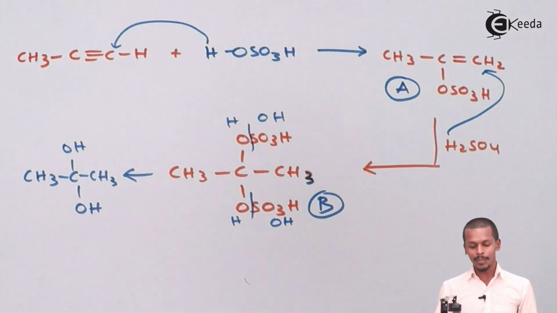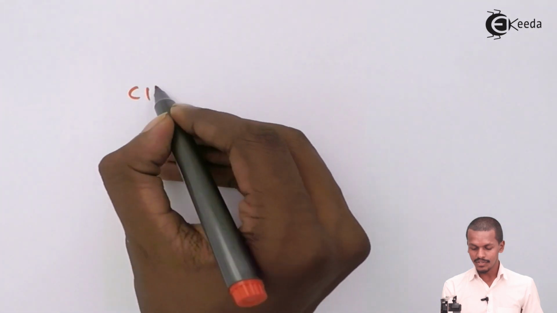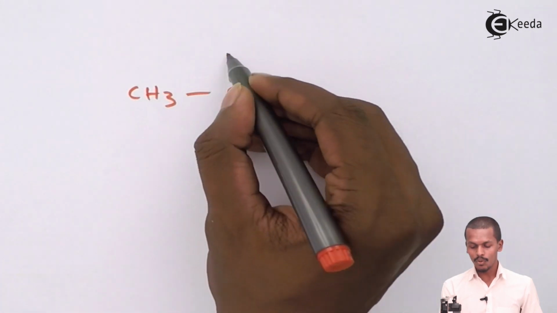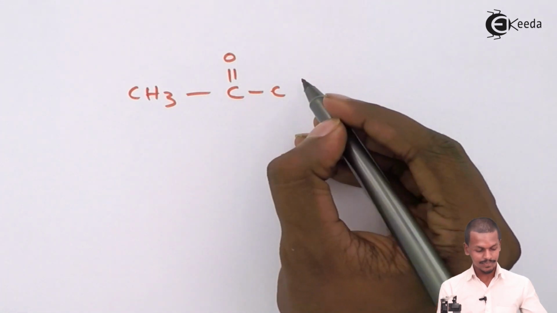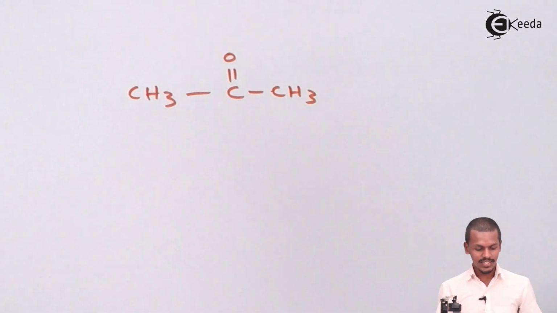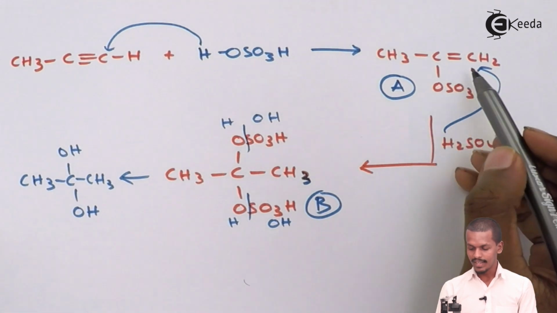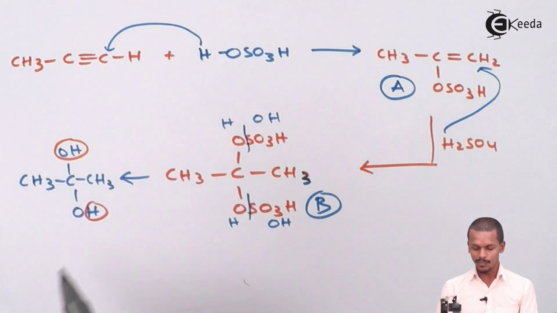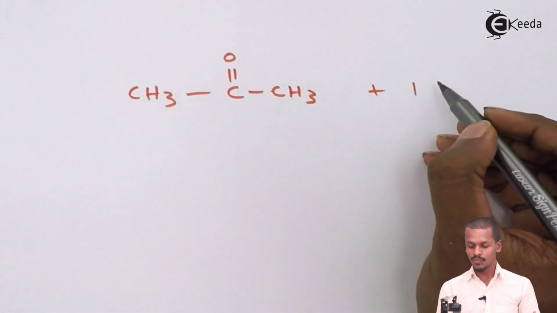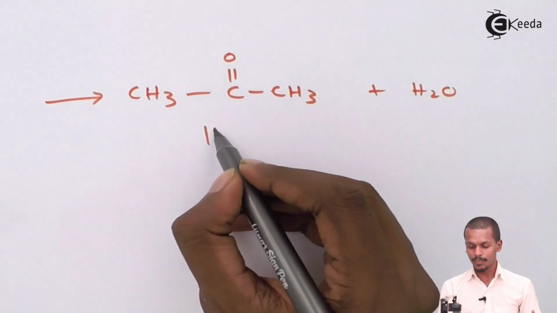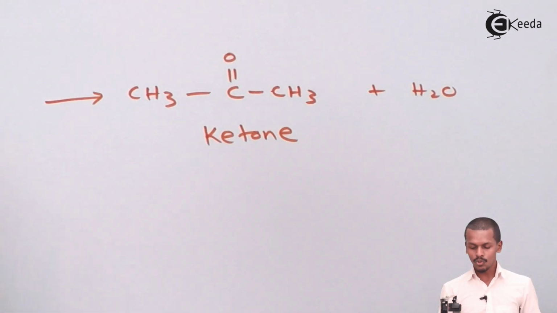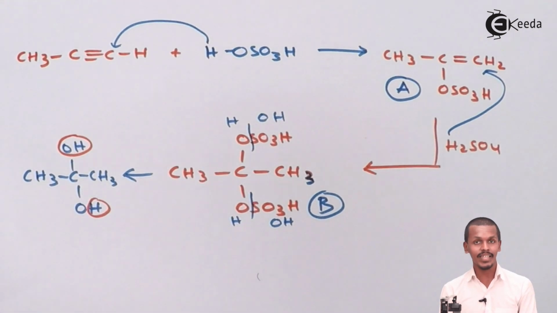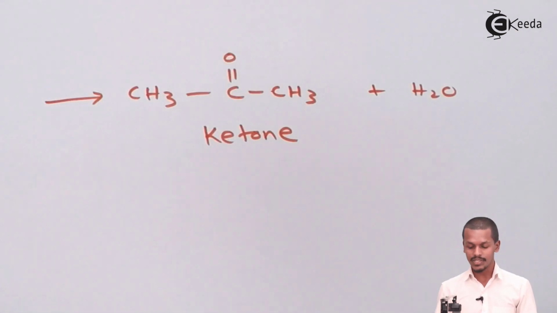But this is a very unstable product, so tautomerization takes place, and because of the tautomerization we get CH3 C double bond O and here CH3. The tautomerization happens in such a way that this H and this OH are removed, and it gives us a proper ketone. Even the diol could be called C, but since it is very unstable, we call product C this one, that is a ketone.